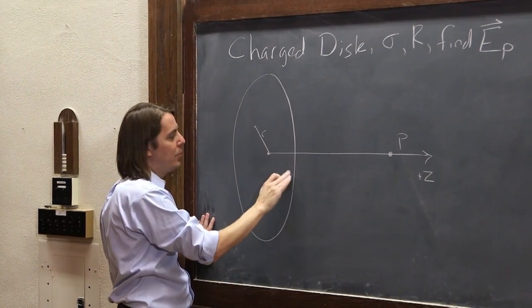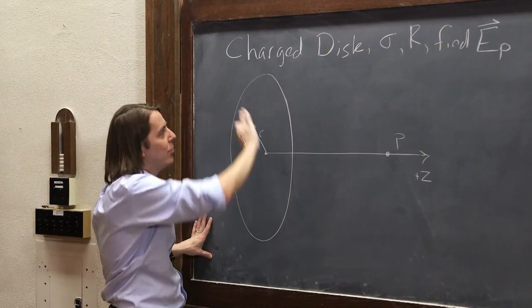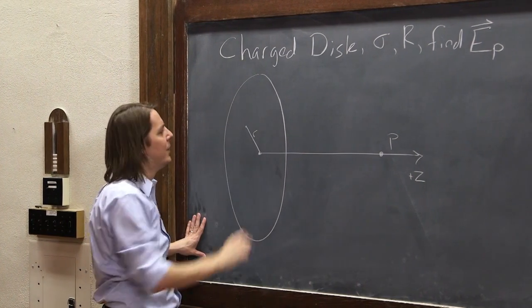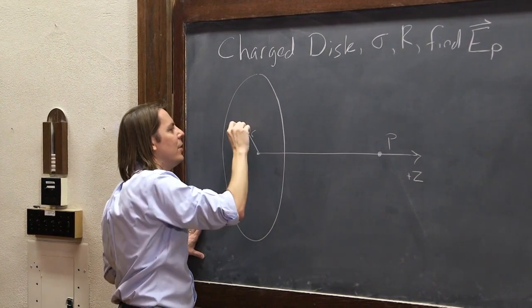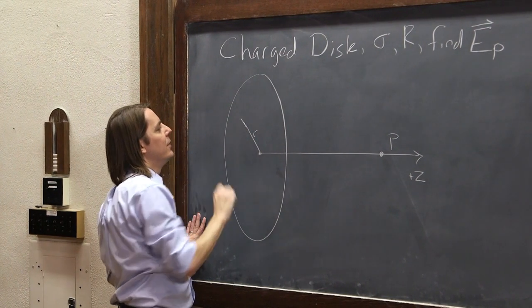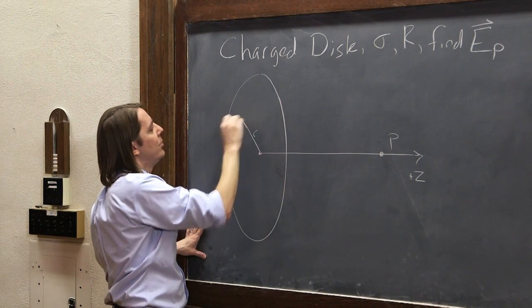There's big R, which I don't want to draw because it'll make the drawing messy. Big R is the radius of the entire disk. Little r is this one that I'm moving around. So we're going to say this is r, and then we're going to move up a little bit and say that's r plus dr right there. So r to r plus dr.